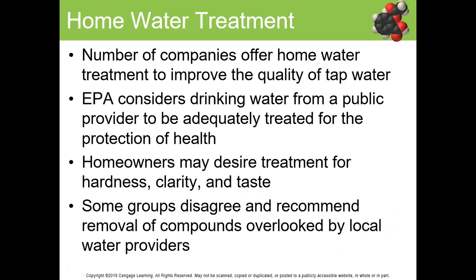Once the water gets to your house, you can do things to make it taste better, smell better, look better. So for instance, you can add a water softener to treat your water to remove that hardness once you get to your house. The EPA says if it comes from a public provider, it should be treated adequately. But then other people say, well, maybe it is, but I still don't want that hard water, or I don't want that ring or whatever.